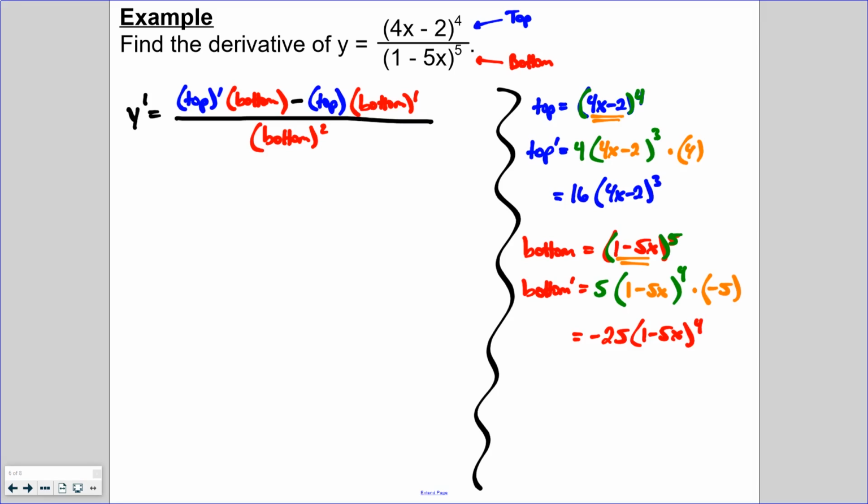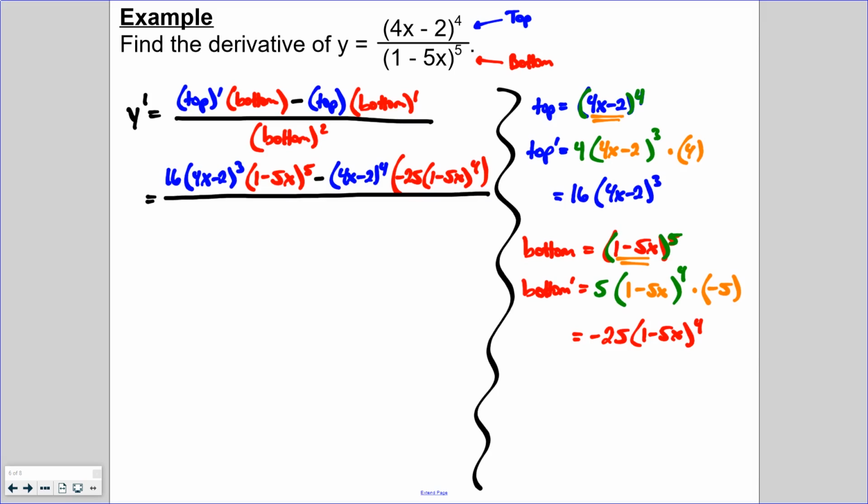All right, let's throw everything into our rule. So let's see, the derivative at the top we said was 16 times 4x minus 2 cubed, times the bottom, which is 1 minus 5x to the 5th, minus the top, which is the quantity 4x minus 2 to the 4th, times the derivative of the bottom, which is negative 25 times 1 minus 5x to the 4th. And that is all over the bottom, 1 minus 5x to the 5th, squared.